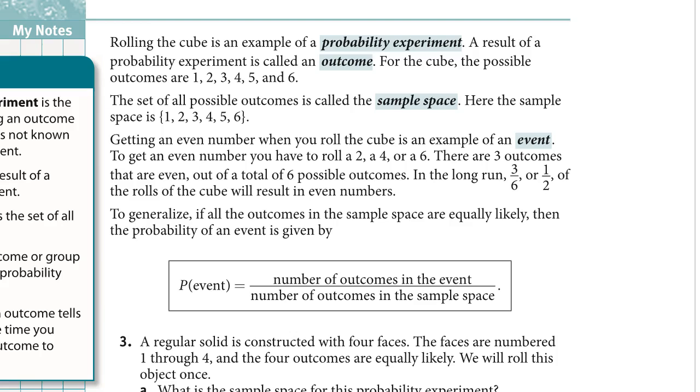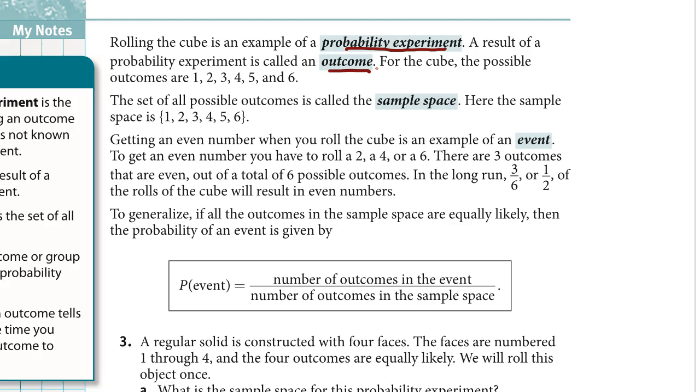On the next page, there's some vocabulary. Rolling the cube is an example of a probability experiment. There are other probability experiments that don't involve rolling a die. When you play card games, drawing a card is a probability experiment. If you spin a spinner in a game, that's a probability experiment. If you flip a coin and are interested in what's the chance of getting heads or tails, that is a probability experiment. The result of any probability experiment is called an outcome.